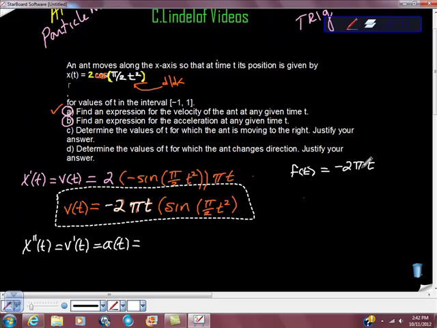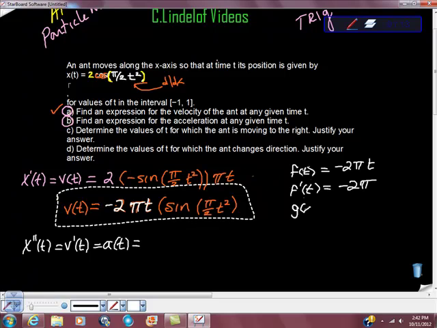So people get kind of flipped out and they start acting as if this is a variable, and they start doing really weird stuff with it. This is just a number. So what's the derivative of this? It's just the coefficient. So f prime at t is just equal to negative 2 pi, isn't it? So we'll leave that like that.